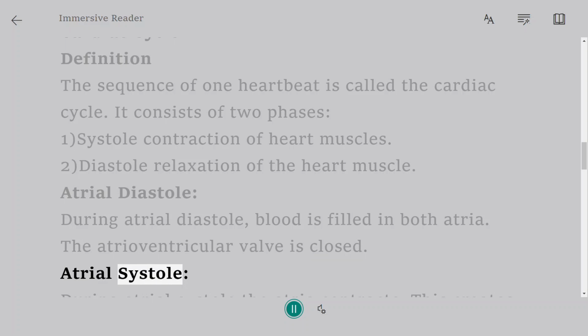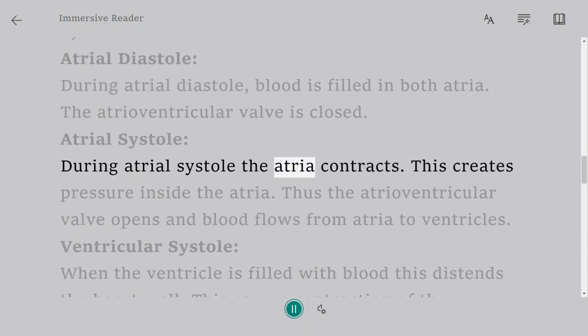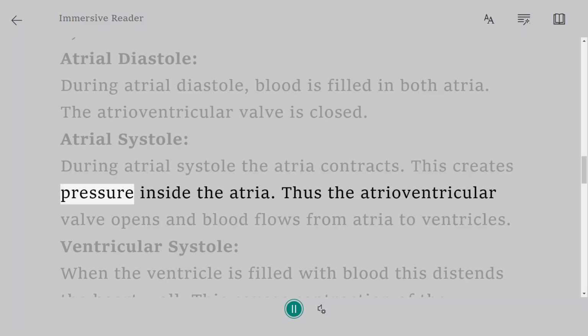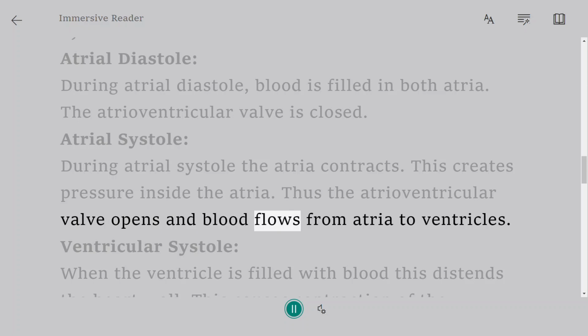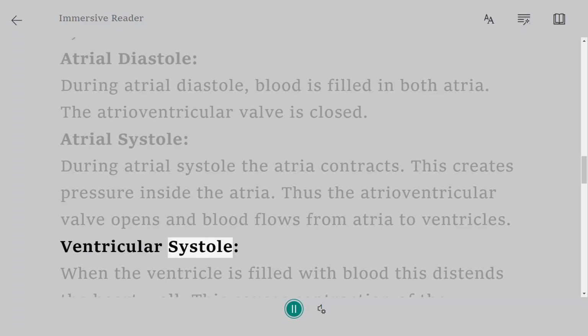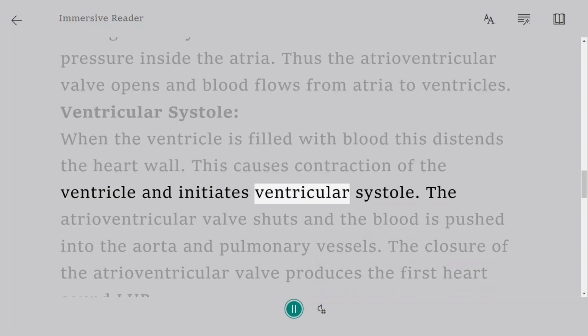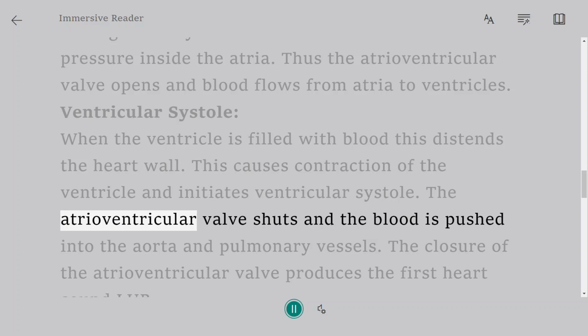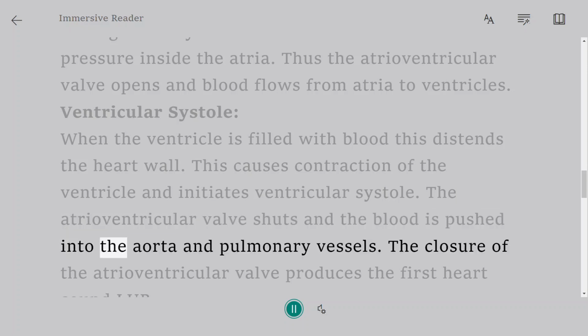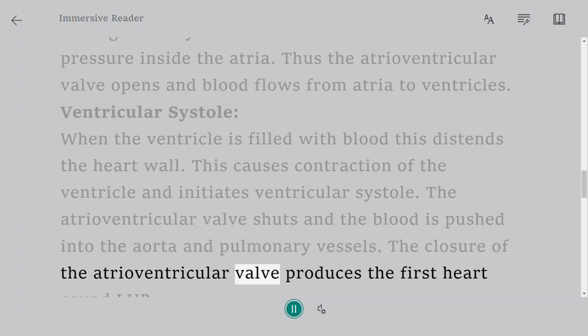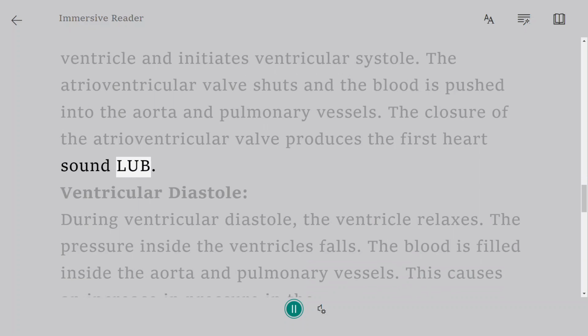Atrial systole. During atrial systole, the atria contract. This creates pressure inside the atria. Thus the atrioventricular valve opens and blood flows from the atria to the ventricles. Ventricular systole. When the ventricle is filled with blood, this distends the heart wall. This causes contraction of the ventricle and initiates ventricular systole. The atrioventricular valve shuts and the blood is pushed into the aorta and pulmonary vessels. The closure of the atrioventricular valve produces the first heart sound, LUB.